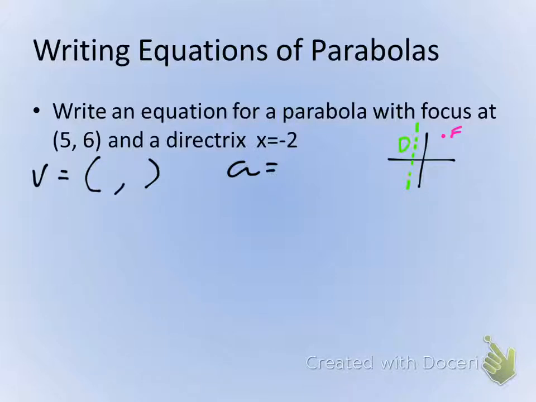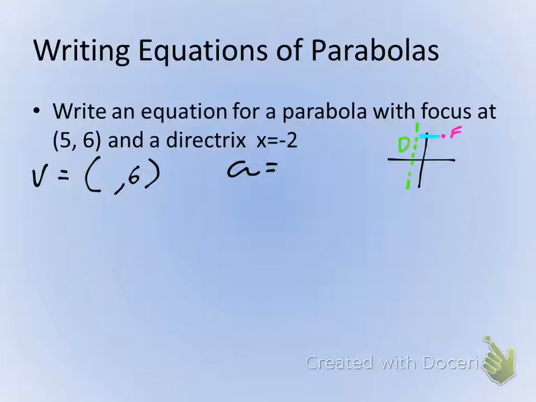What's the y coordinate of the vertex? Yes, you do know it. 6. Why? Because it lines up with your focus. The vertex is somewhere in between your focus and your directrix, and it has the same y coordinate as your focus. So we know it's 6.